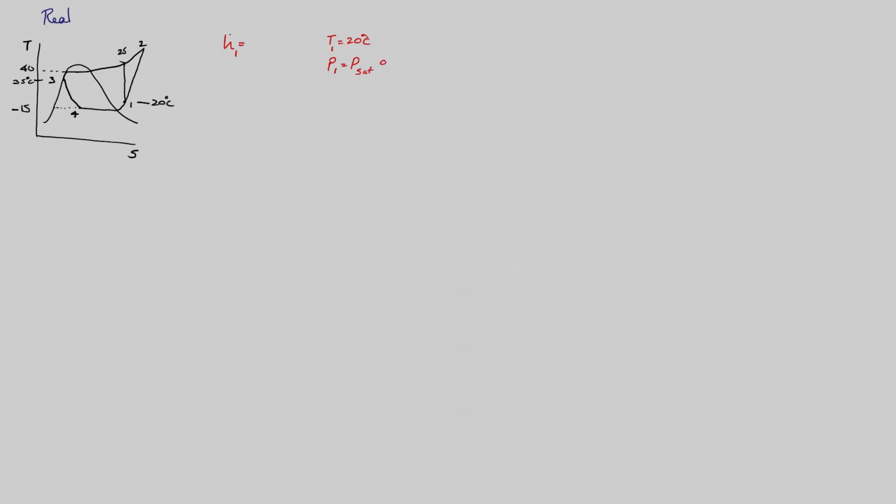When it comes to the real refrigeration cycle, point 1 is superheated by 5 degrees Celsius from the evaporator temperature, so T1 is negative 10 degrees Celsius. P1 is the same pressure as the evaporator, so that is going to be the saturation pressure at negative 15 degrees Celsius. Using those two values, using superheated tables, we can find h1. And when it comes to h2, we can use the pressure from the condenser.